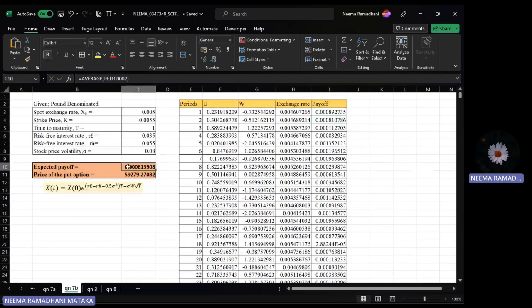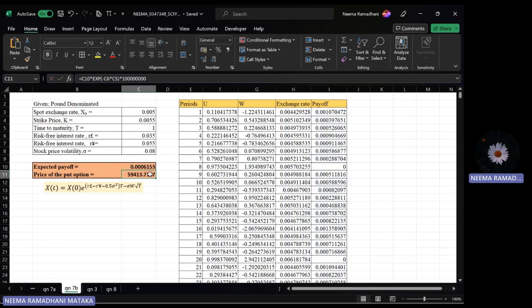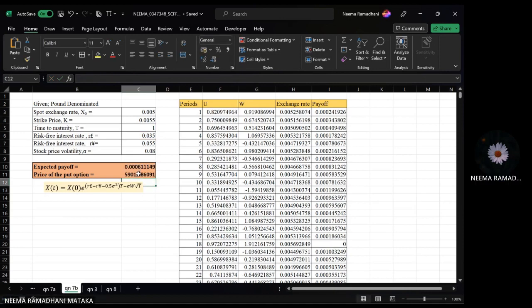After that, I calculated the expected payoff, which is just the average of the payoff. And then for the price of the put option, I took the expected payoff times e to the power negative r times t times the 100 million to get this value as the price of the put option. So that's our question 7.